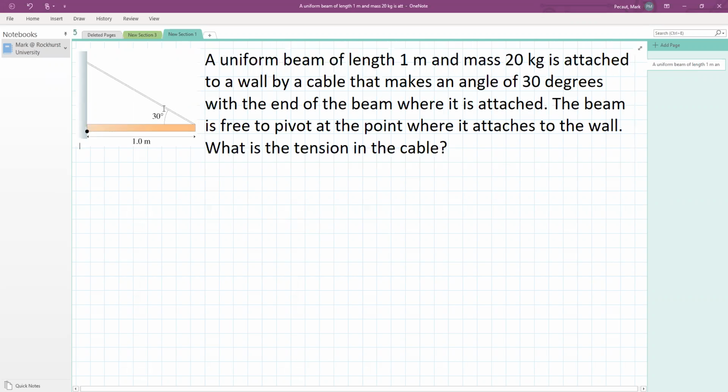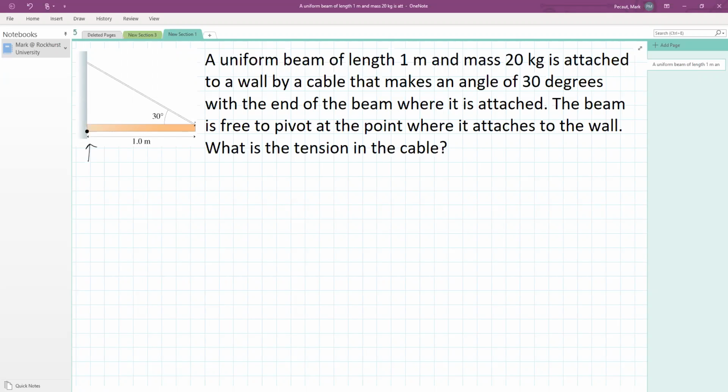The question is, we have a uniform beam of length 1 meter here, and it's attached to the wall. Where it's attached at this point right here, it's free to pivot about that point. And there's also a cable attached here at an angle of 30 degrees to the beam. So we want to find the tension in the cable.